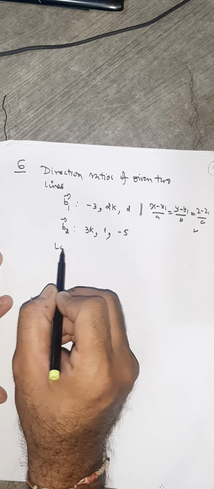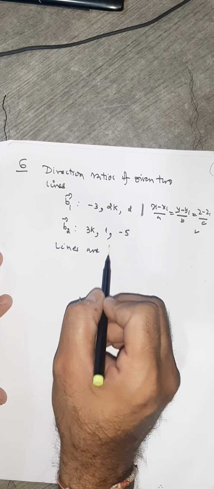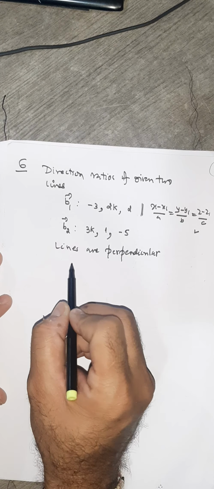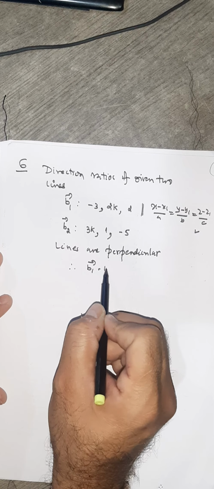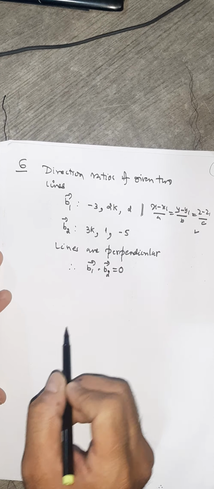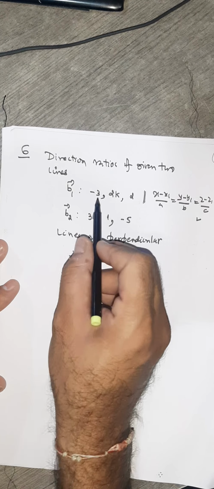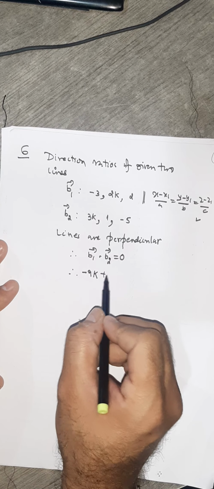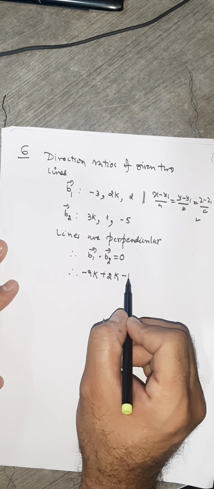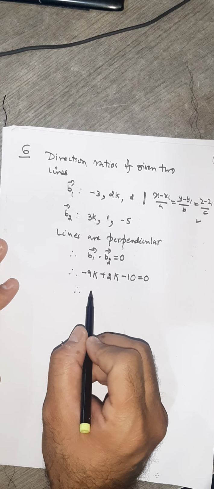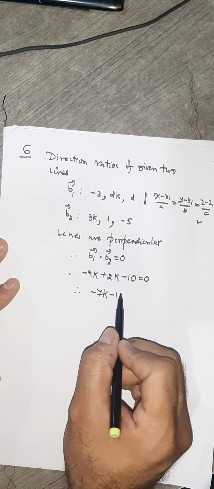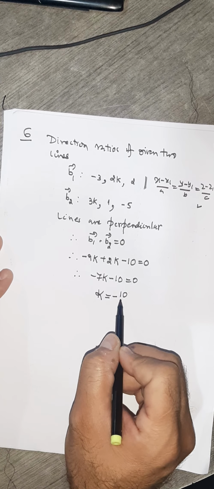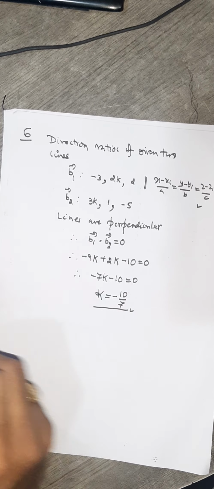Now lines are perpendicular. Therefore their dot product equals to 0. So you have here this into this, which is -9k plus 2k minus 10 equals to 0. So you have -7k minus 10 equals to 0. So therefore k will be here minus 10 by 7. This is the value of k here.